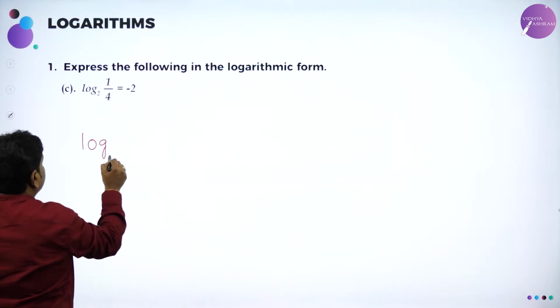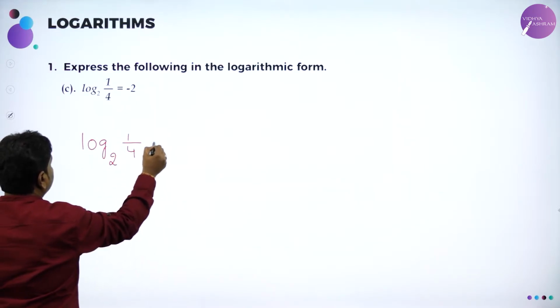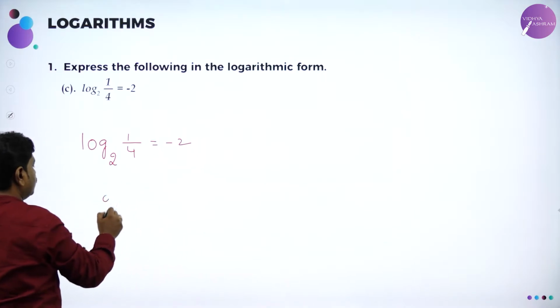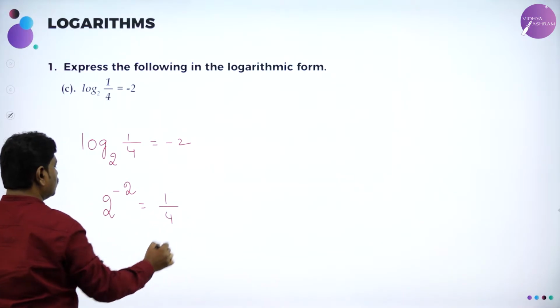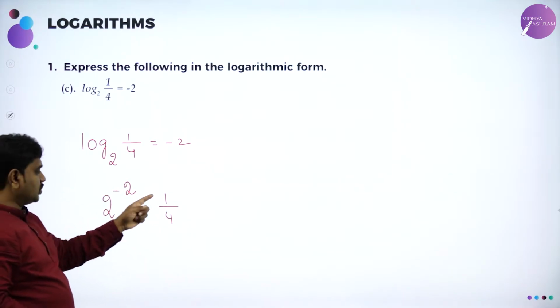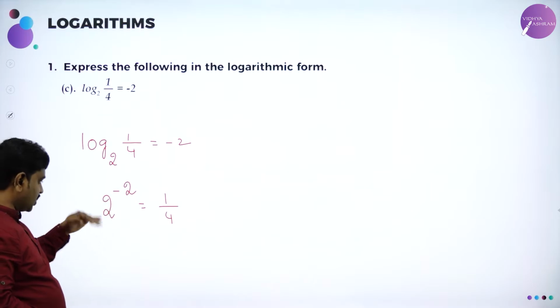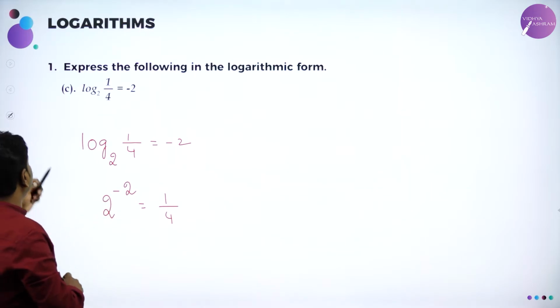Log base 2 of 1 by 4 is minus 2. What is the base? 2. What is the RHS? Minus 2. So 2 power minus 2 is 1 by 4, or this can be written as 1 by 2 square, 1 by 4.